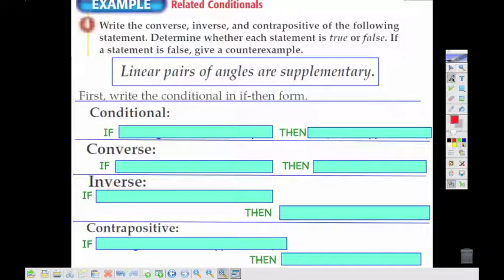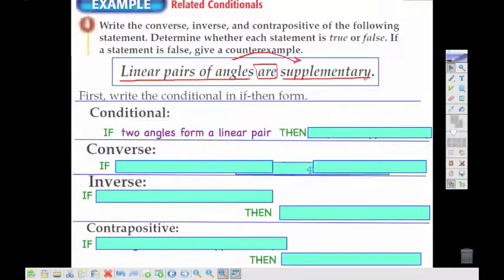If we're given a sentence like linear pairs of angles are supplementary, we need to first write it in if-then form. Again, this is like having the word is that's going to separate it into two parts. The subject will be our if part. The then will be what has to be following from that subject. So the conditional would be if two angles form a linear pair. Okay, because I wanted to make it a little more specific. I'm not writing it the same way that they have it here.